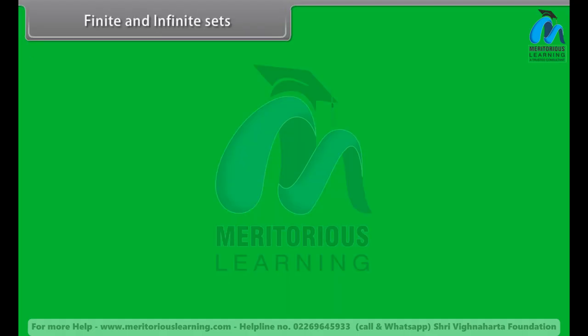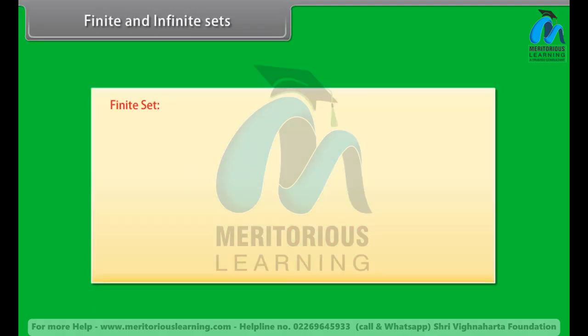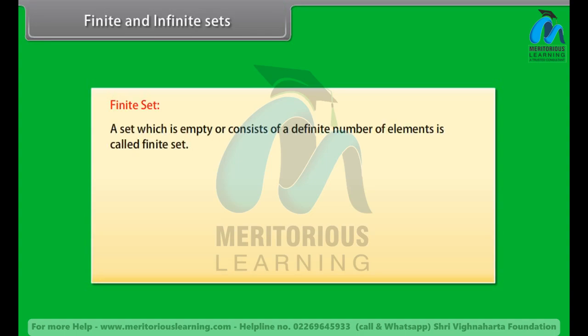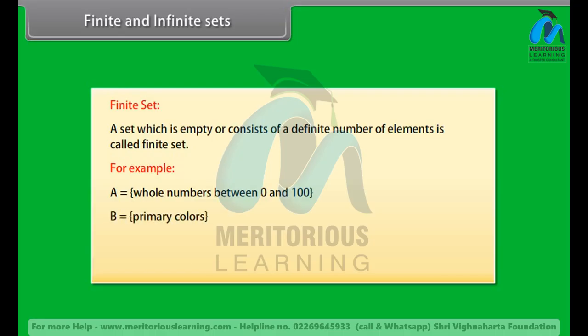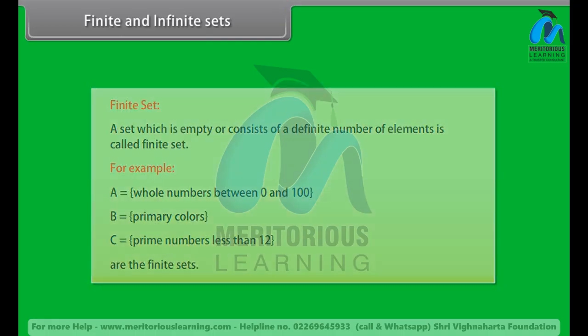Finite and infinite sets. Finite set. A set which is empty or consists of a definite number of elements is called a finite set. For example, A is equal to whole numbers between 0 and 100. B is equal to primary colors. C is equal to prime numbers less than 12. These are finite sets.